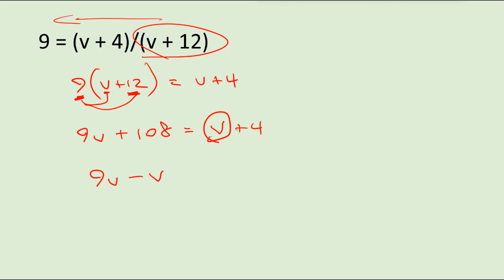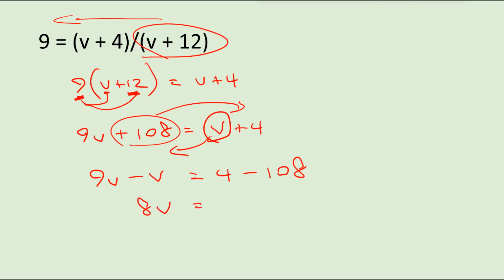Let's at the same time take this plus 108. So the v came this way. That plus 108 can go that way. That's going to become a minus 108. So 4 minus 108. What we have now is 9v take away a v. That's going to leave us with 8v. 4 take away 108 is going to leave us with minus 104. All right, we're nearly there. We've reduced that long equation that we had at the start to 8v equals minus 104.